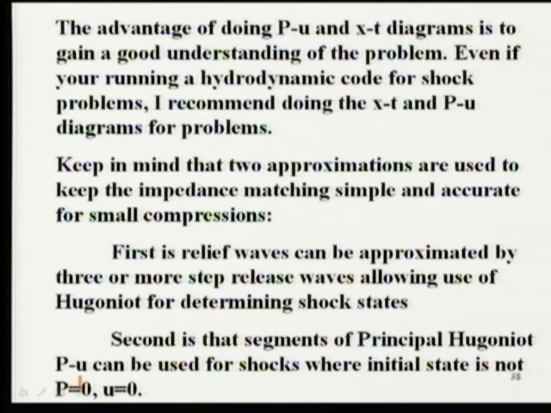This is going to be our last slide for today. But keep in mind, two approximations are used in this impedance method. Simple and accurate for small compressions. That's something to keep in mind. First, relief waves can be approximated by three or more step shocks, allowing you to use the Hugoniot. Second, the segments of a principal Hugoniot can be used where the initial state is not P0, U0. Essentially, that's where we did the reflection. You can start from a different point and still use that Hugoniot and get the answer.